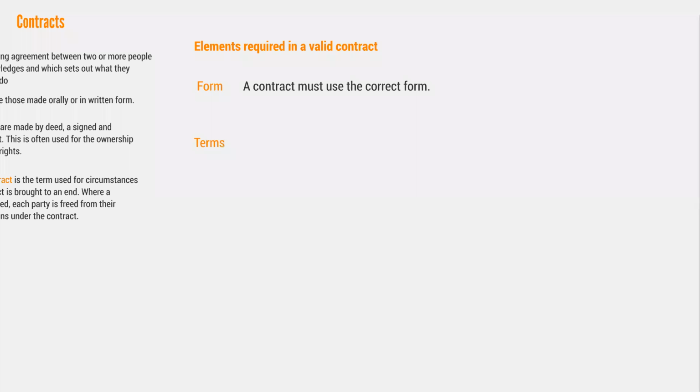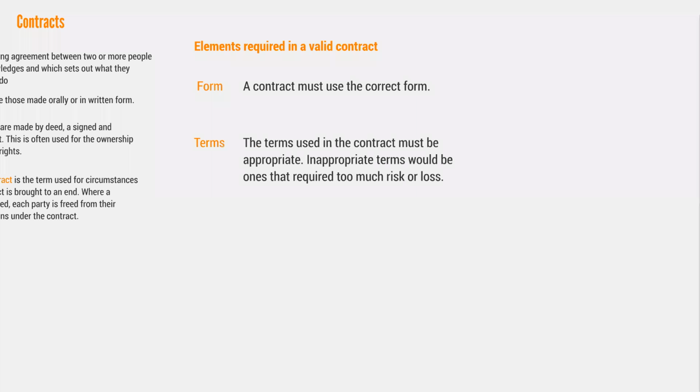Then we've got a term called terms. Now, the terms used in the contract have to be appropriate. What do we mean by appropriate? Well, an inappropriate term would be one that is requiring too much risk or loss. So, for example, a contract that states the other party had to tightrope across the Grand Canyon or the Niagara Falls would be inappropriate because there would be too much risk.